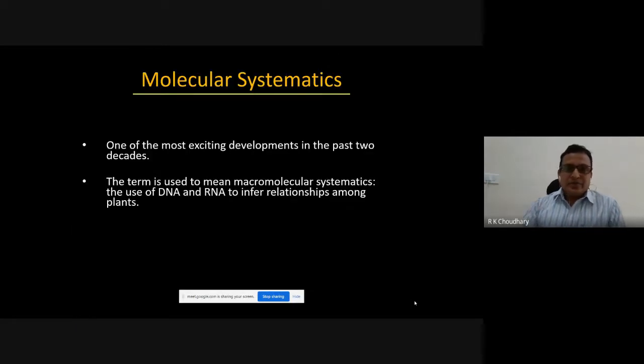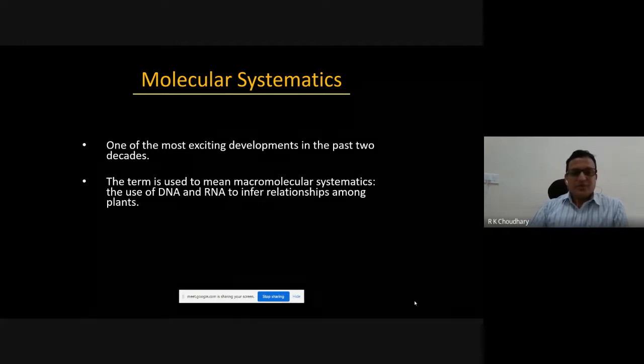Please stop me if you have any question at any time, just raise your hand. I'll be happy to answer. But in the last two decades, one of the most exciting developments has taken place: the arrival of molecular systematics. Here, the term means macromolecular systematics, that is, in plant taxonomy we are using DNA and RNA to infer relationships among plants.